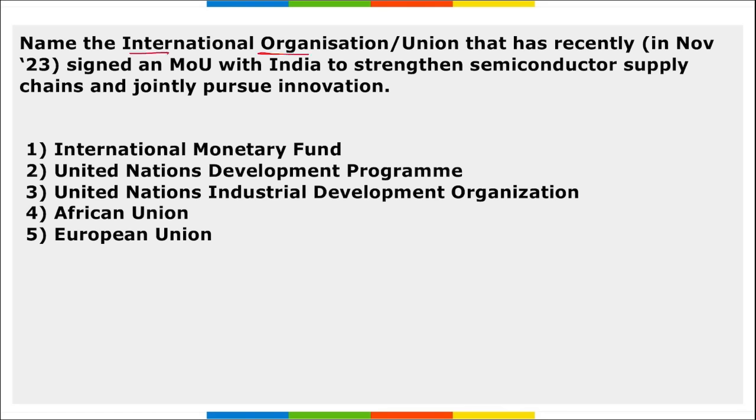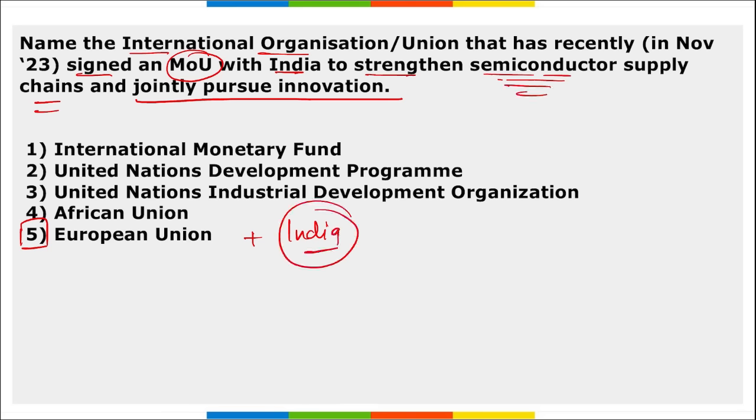Next, name the international organization that recently signed an MOU with India to strengthen semiconductor supply chain and jointly pursue innovation. It is European Union, right? European Union and India, they recently signed an MOU to strengthen the semiconductor supply chain in India. Correct, mark this. Next is our homework section.